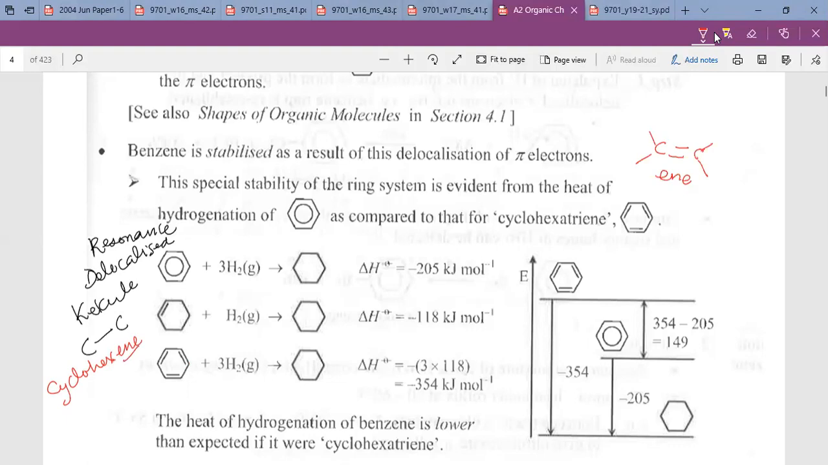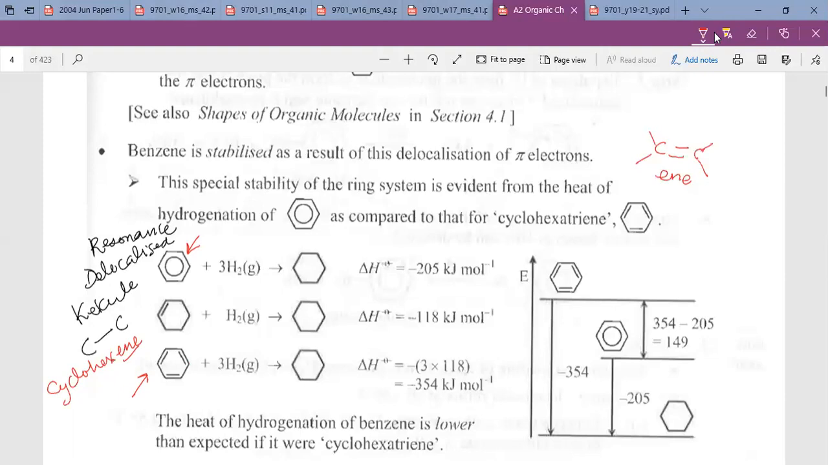You use this normally in your experiment. You will use this because it's a liquid. This will decolorize bromine very easily in the dark because of the double bond here. But benzene will not decolorize bromine. It's very unreactive. Why? Now here you can actually see why. Imagine there were three double bonds here in this fashion.